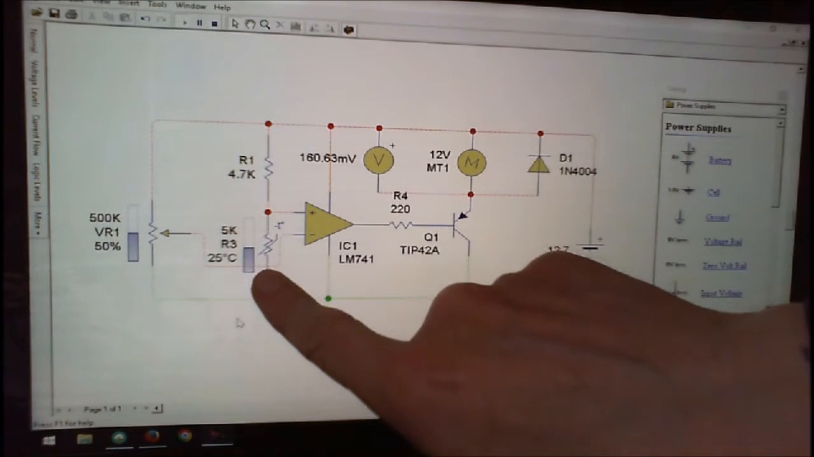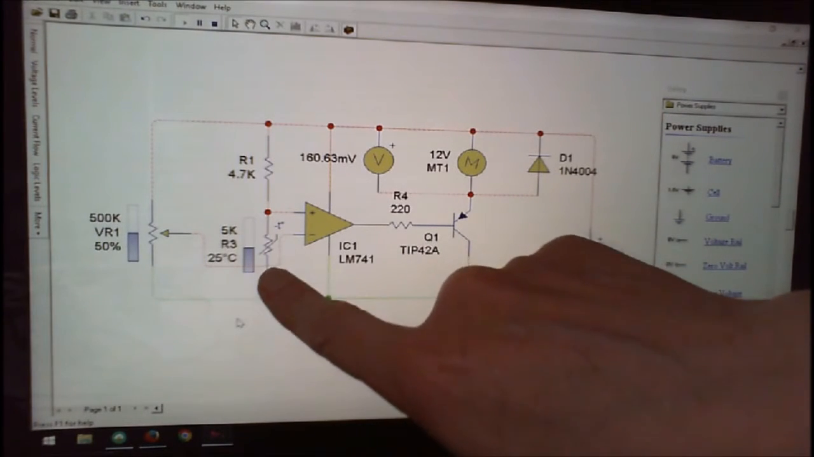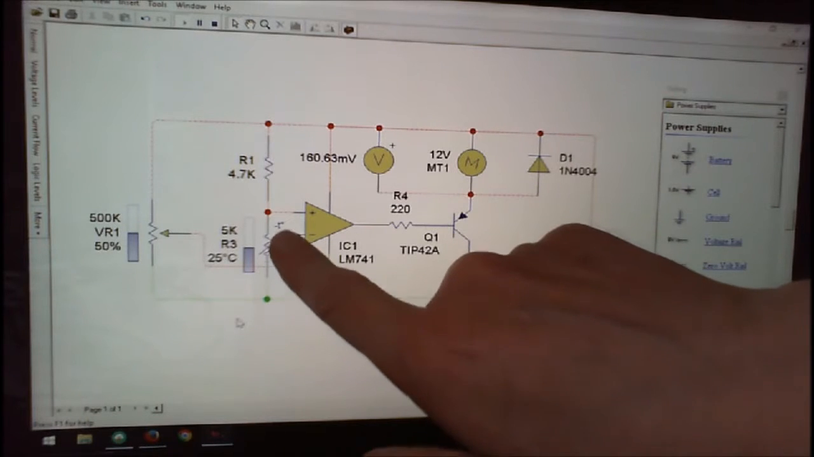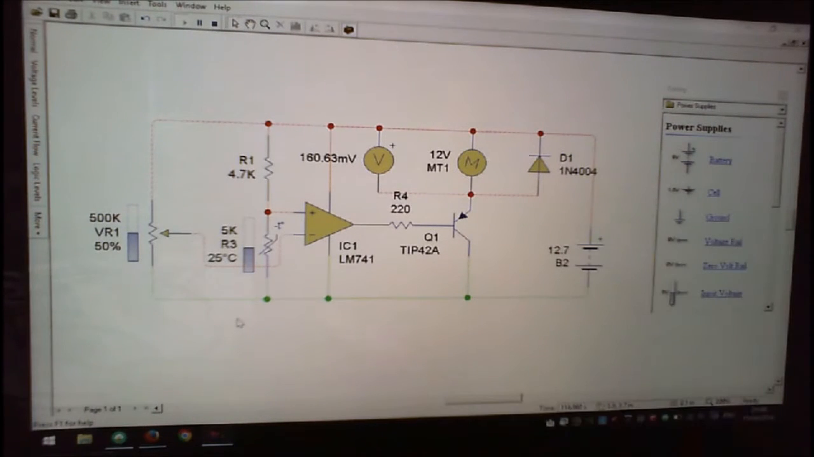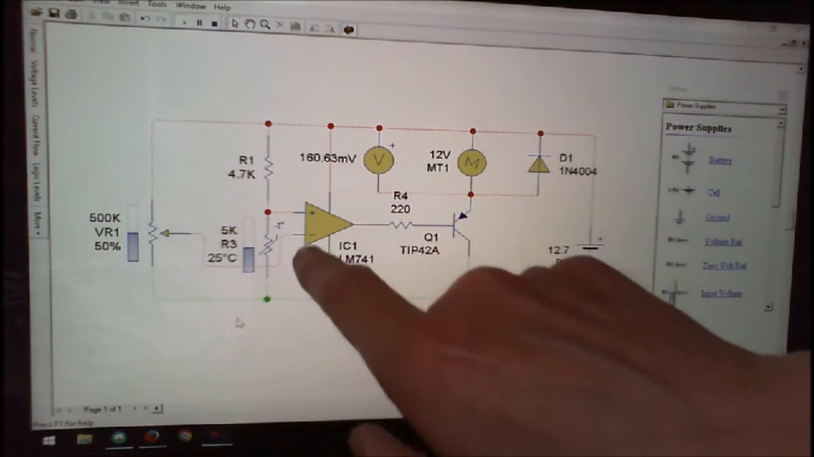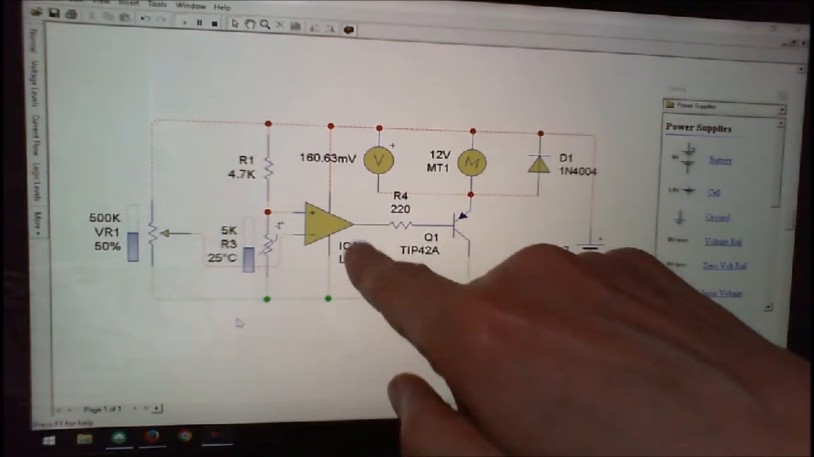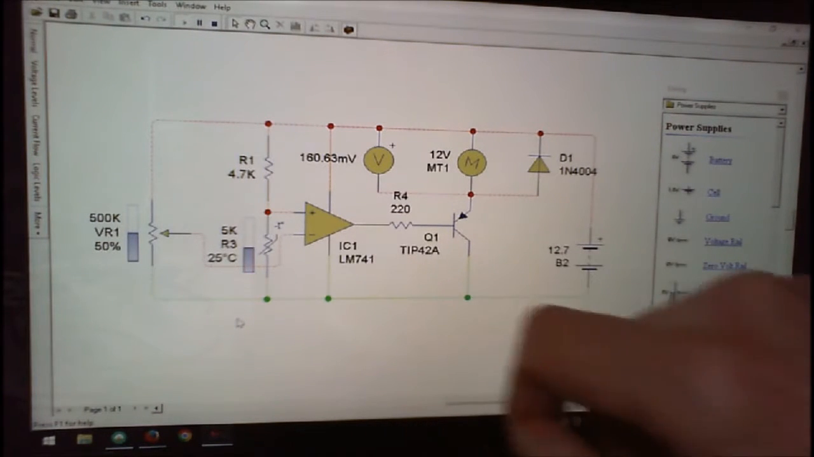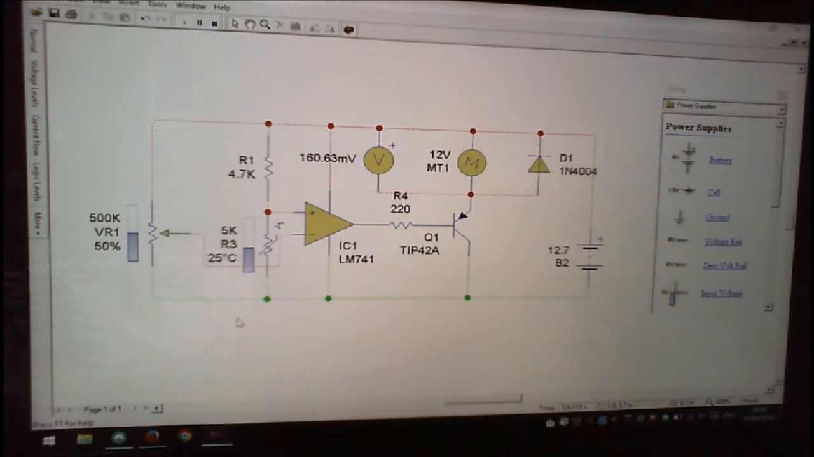We got a 5K NTC negative temperature coefficient thyristor there, and then what happens? We got a 500K pot here, which you can use. So you use this LM741 as a voltage comparator, and so basically, when this side is high like this, the motor doesn't work. When it goes low, because we turn the voltage up, this side will then go low.